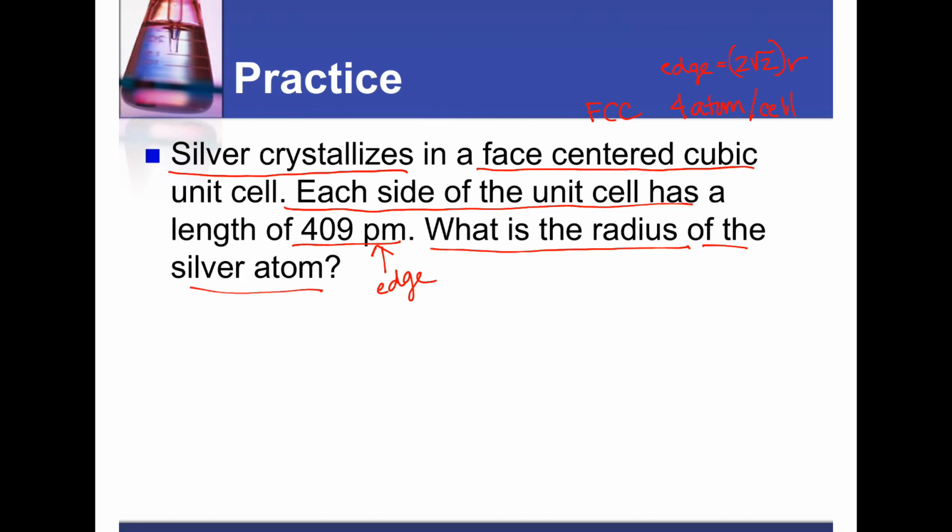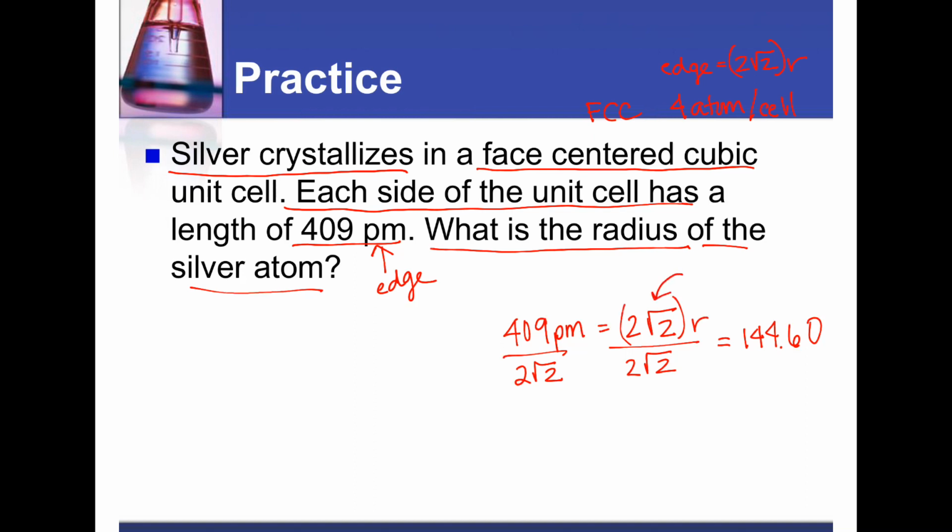Right. So this is pretty straightforward. We know that 409 picometers is the edge, and we know that that is 2 times the square root of 2 times r. So if we divide both sides by 2 times the square root of 2, we get 144.60. Because the geometry is exact, the only sig figs we have are in this number, which is 3 sig figs, and so I'd say 3 sig figs. I'm going to round up because that is more than 5, so I'd say 145 picometers.